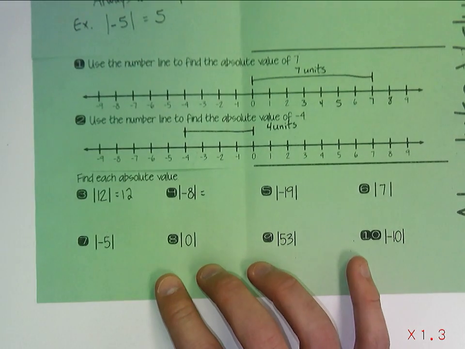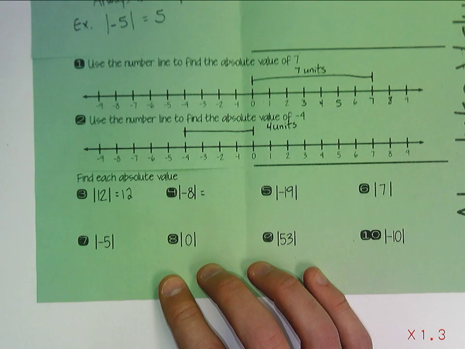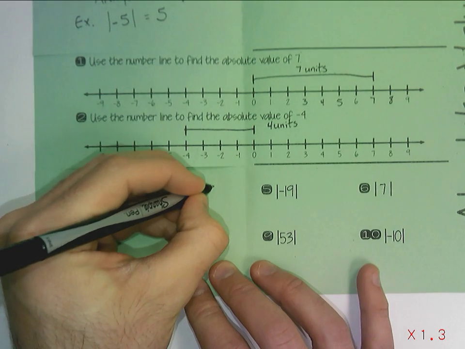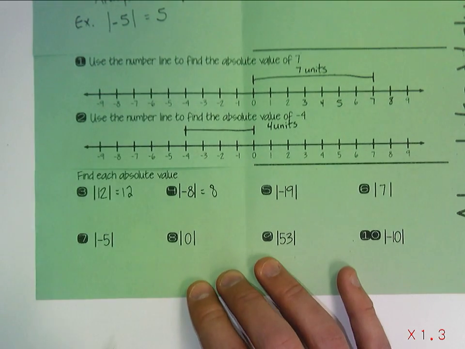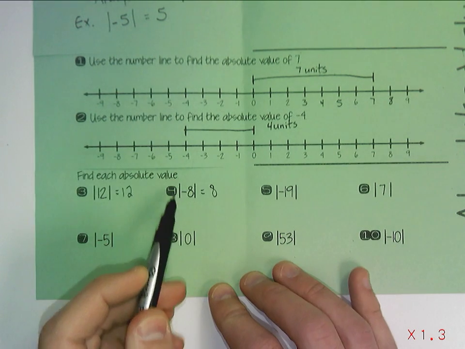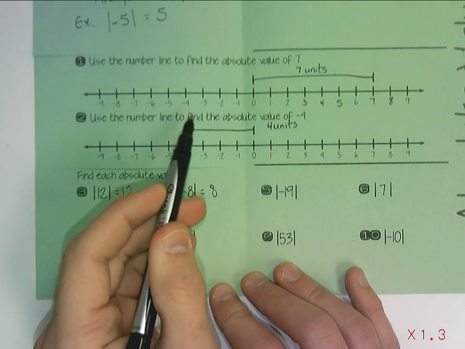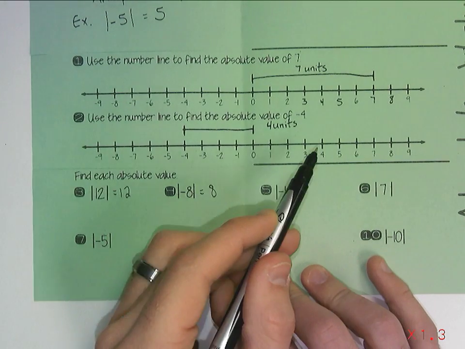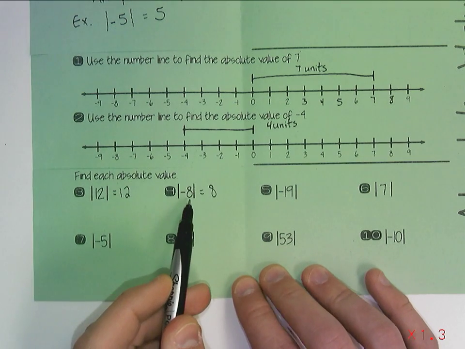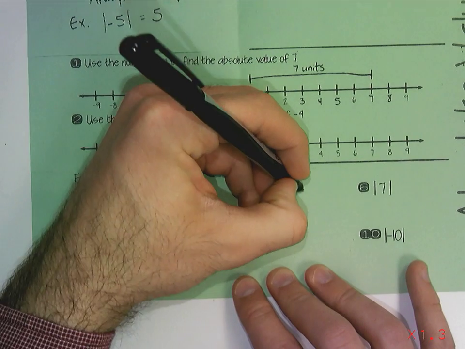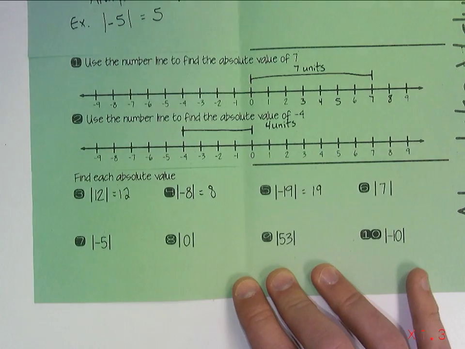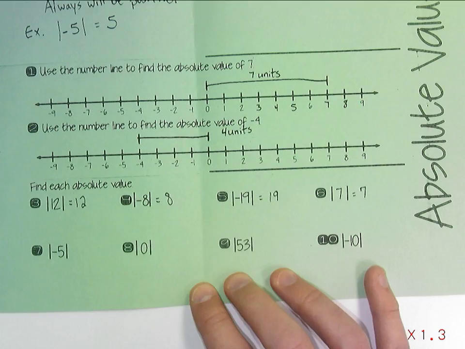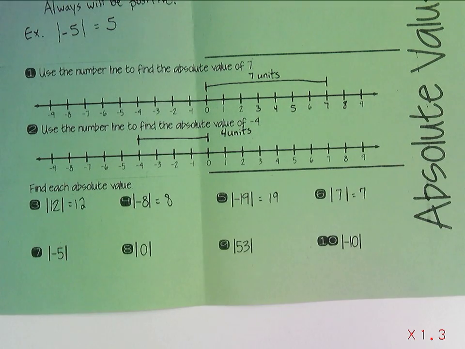Absolute value of negative 8 is just going to be 8 because it's 8 spaces. Although it's negative, your answer will still be positive like I had talked about before. So this example could be related to number 2 up here when using the number line. To find the absolute value of negative 4, we need to see how far it is from 0. So negative 8 would be 8, negative 19 would be 19, 7 would be 7, because they're just that many spaces away from 0.